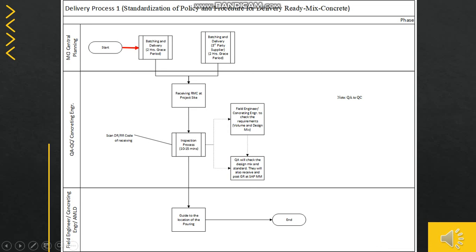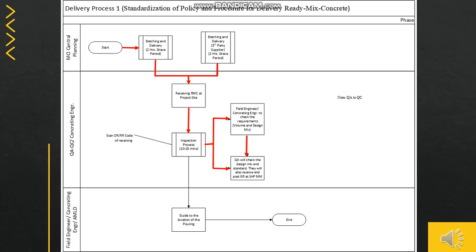The last process is the delivery of ready-mix concrete. After the scheduling of ready-mix concrete for the delivery, the QA/QC and concreting engineer will receive the ready-mix concrete product at the project site. Once the RMC arrives at the project site, there is an inspection process where the field engineer or concreting engineer will check the volume and design mix if correct. And there is also a quality assurance who will check the design mix and the standard of RMC.